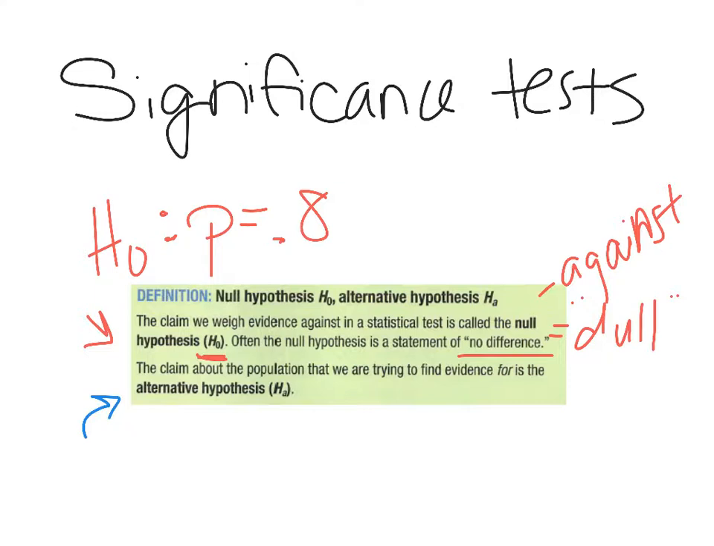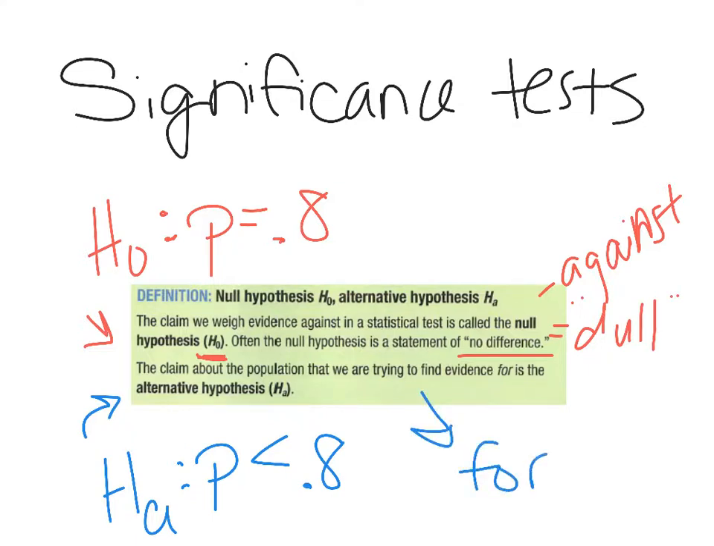In our basketball example, our alternative hypothesis would most likely be that the probability is less than 0.8, that he's exaggerating and he doesn't make 80% of his free throws. For this one, we are trying to find evidence that supports it. So we're looking for evidence that is for our alternative hypothesis. So let's look at an example and practice writing these.